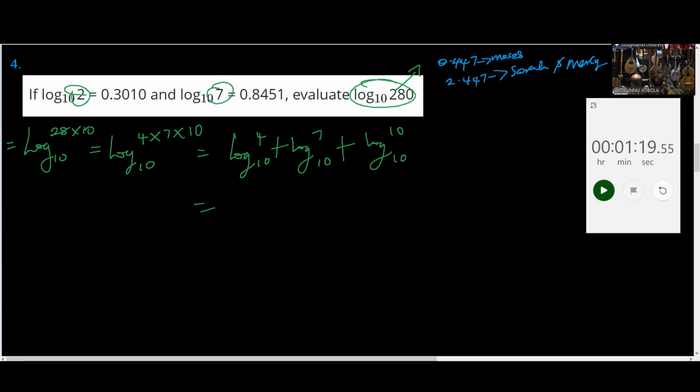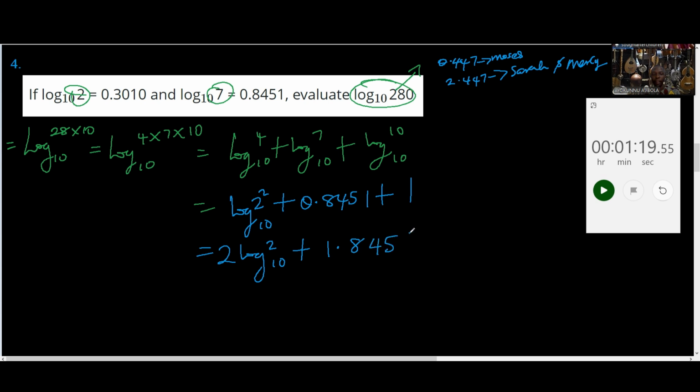So log 4 base 10 can be rewritten as log 2 squared base 10, plus we have been given log 7 base 10 to be 0.8451. Then we know that log 10 base 10 is 1. So this is going to be 2 log 2 base 10 plus 1.8451.